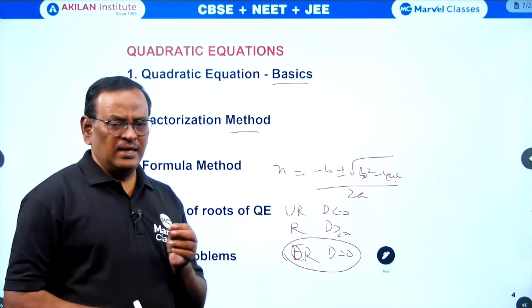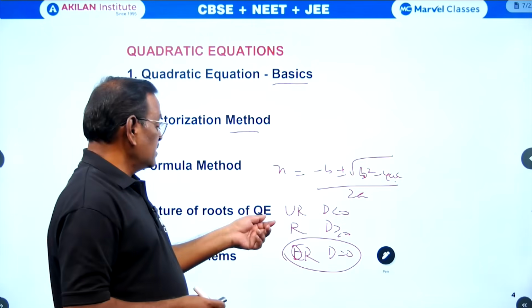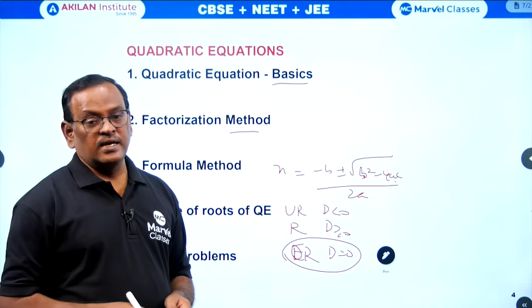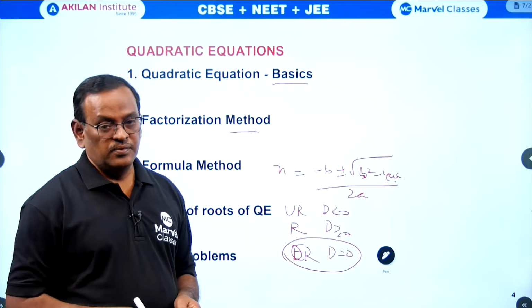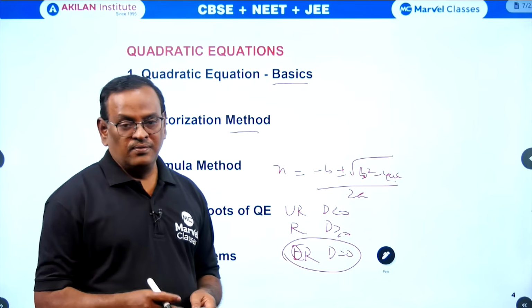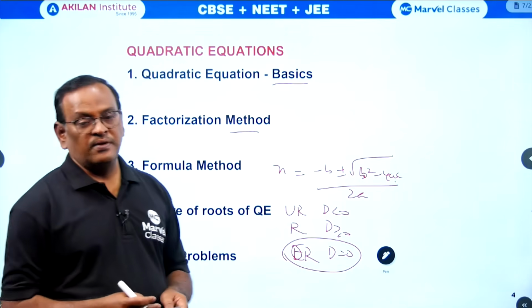You can expect a 1 mark or 2 mark question in unreal roots, whereas in real roots always use greater than or equal to. When can you use strictly greater than? It means real and unequal. Okay, and very important for equal roots: whenever equal roots is given, prove that it is equal roots or find k for equal roots.